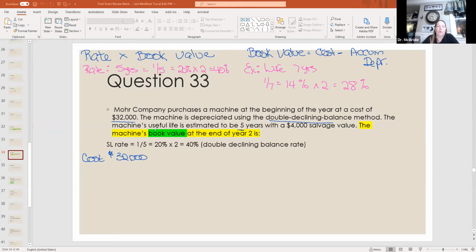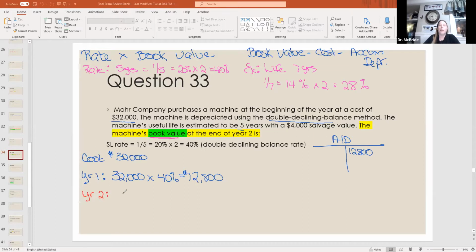All right, so on this one though, we want the machine's book value at the end of year 2. So it's really important that you read what you're trying to find before you answer the question. So I have to figure out the depreciation for year 1 and for year 2, and it's going to be different. For year 1, I've got my $32,000 book value because I don't have any accumulated depreciation, times my rate, and my rate is 40%. So my depreciation expense in the first year is $12,800. That also means my accumulated depreciation right now is $12,800. All right, so that's year one.